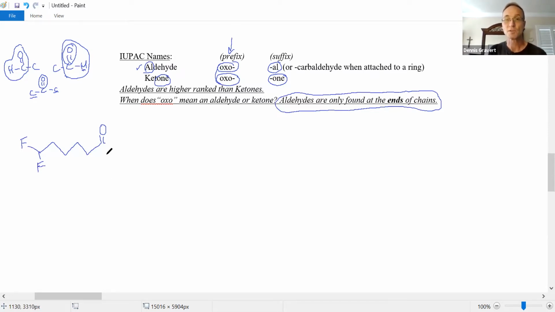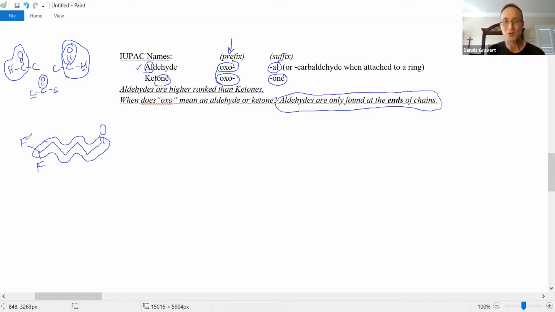All right, so step 1, find the longest chain or ring. Well, here are my chain carbons, and you do include the functional group that contains carbons. That's the IUPAC method of doing things. There's the parent. Step 2, let's name it with the proper suffix. Well, let's go after the suffix first. What are our functional groups? We got halides. Halides don't have a suffix.